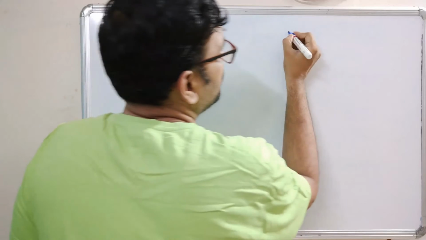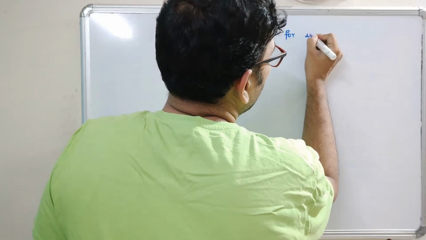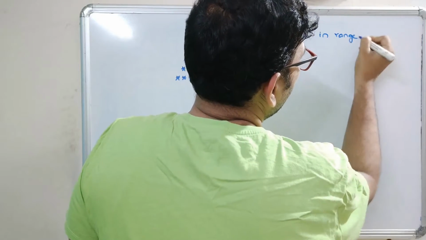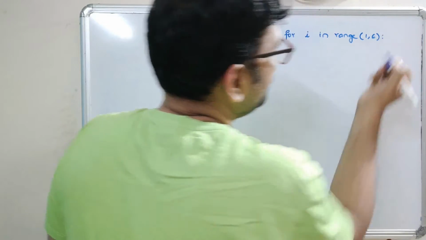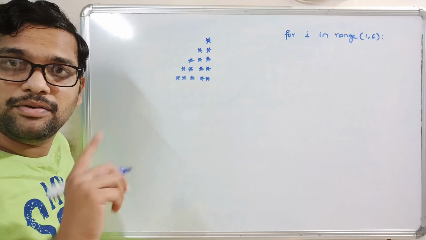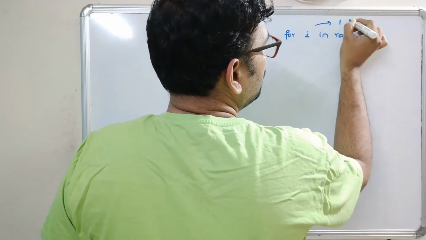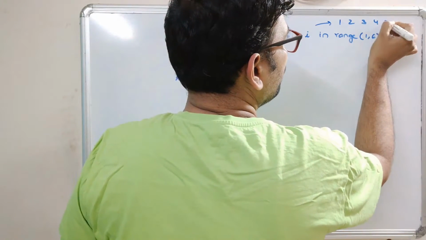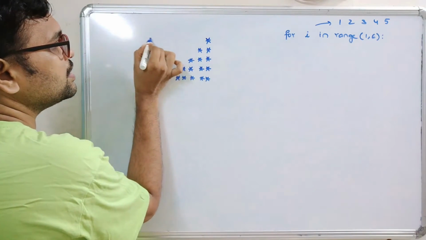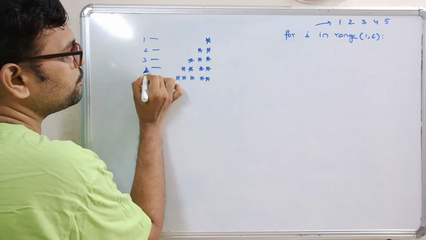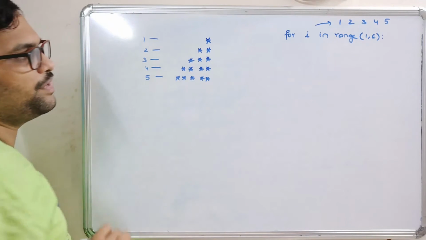So first, the outer for loop is for representing the row. So for I in range of 1 to 6, simply it gives the 5 rows. That means I value will be ranging from 1, 2, 3, 4 and 5. For example, consider this is 1, this is 2, this is 3, this is 4 and this is 5.